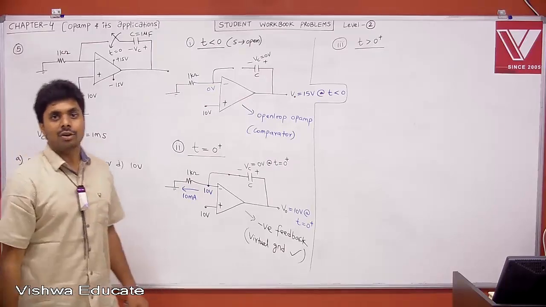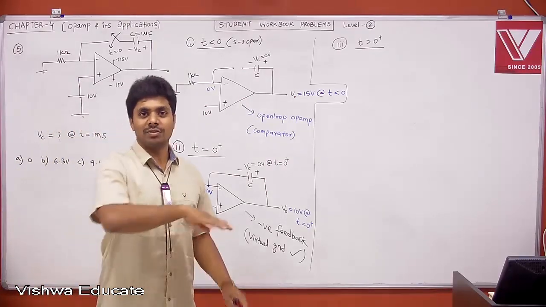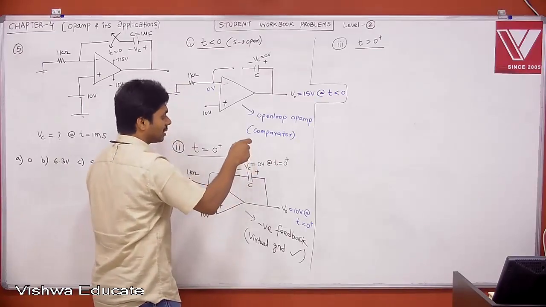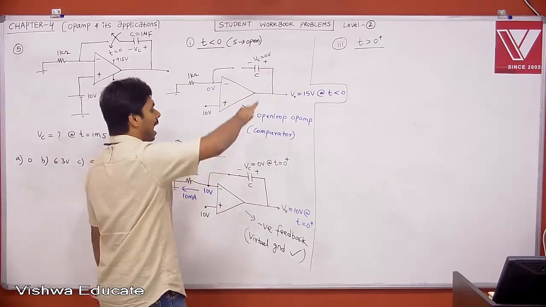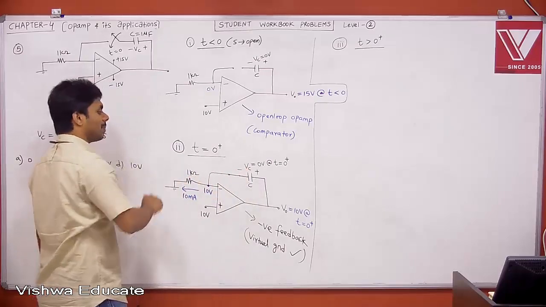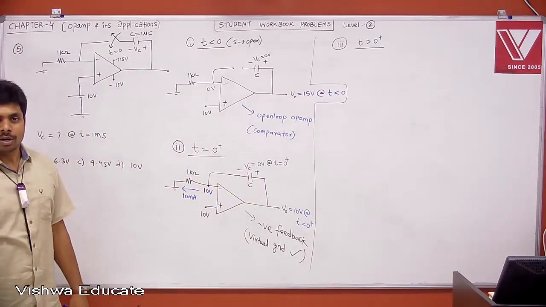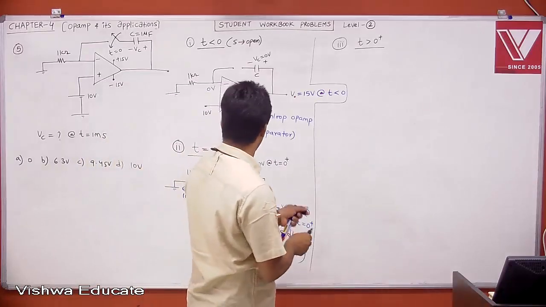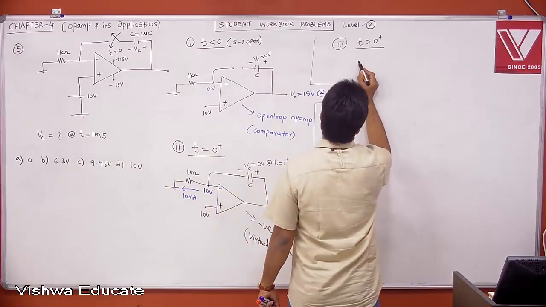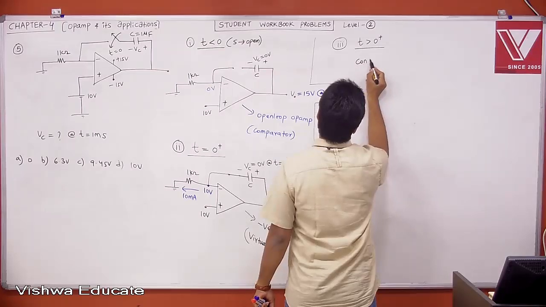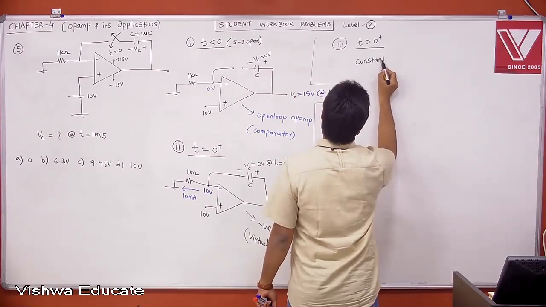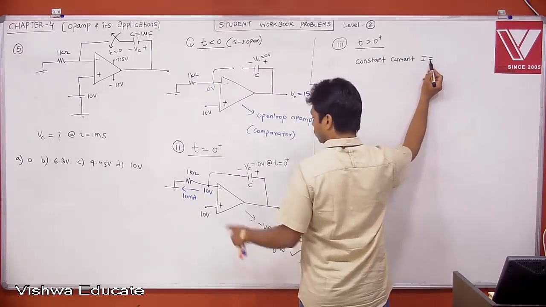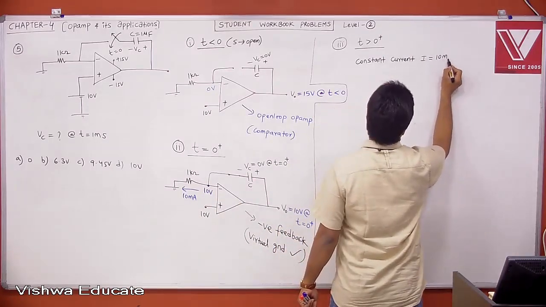If constant current is flowing through the capacitor, you will get a voltage which is an increasing ramp. Therefore, the voltage across the capacitor now will increase. It will increase like a ramp because constant current is flowing through the capacitor. I hope everybody understood. Right? Now, therefore, T greater than 0 plus, then constant current, which is nothing but I equal to 10 milliampere, is flowing through the capacitor.